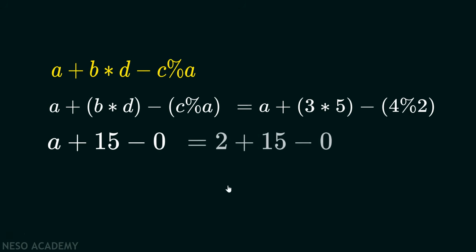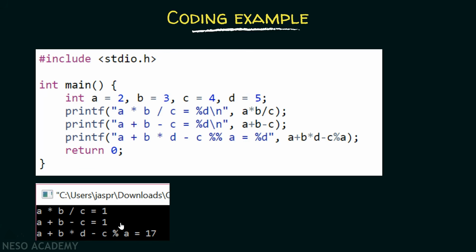Let's replace the value of a. This now becomes 2 + 15 - 0. And finally, 2 + 15 is going to be performed first. As addition and subtraction both have the same precedence, associativity comes into the picture. Associativity is from left to right. Therefore, addition is performed first and then subtraction. That means 2 + 15 is equal to 17, and then 17 minus 0 finally is equal to 17, which is our final result. Therefore, we can say that the output of the first expression is 1, the output of the second expression is 1, and the output of the last expression is 17.